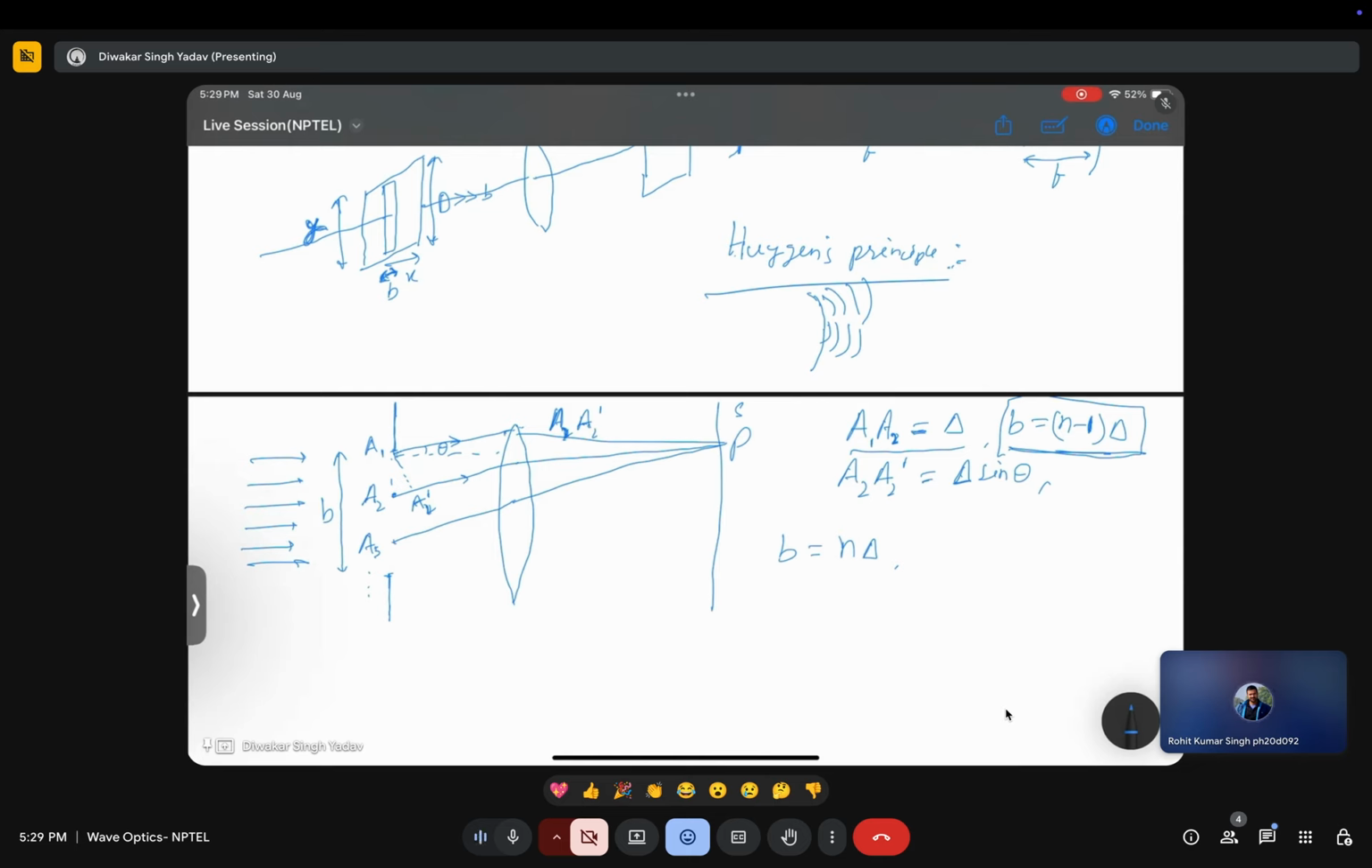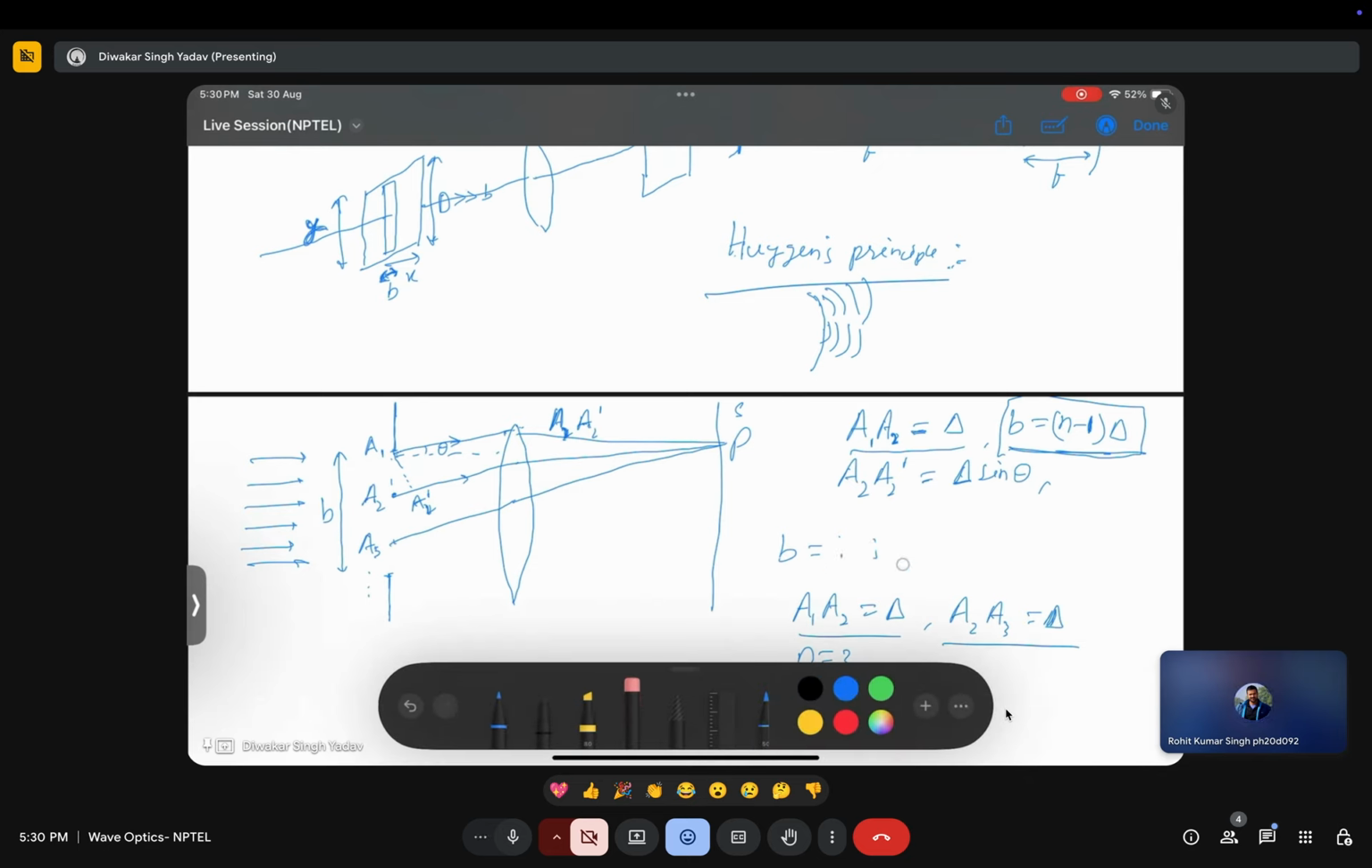But see, let's take the case up to A3. A1 A2 is delta, and then A2 A3 is delta. So we have made 3 divisions, right? N equal to 3, but you have just 2 deltas, right? Yes, sir, I understand now. That's why it is not n delta but n minus 1 delta.